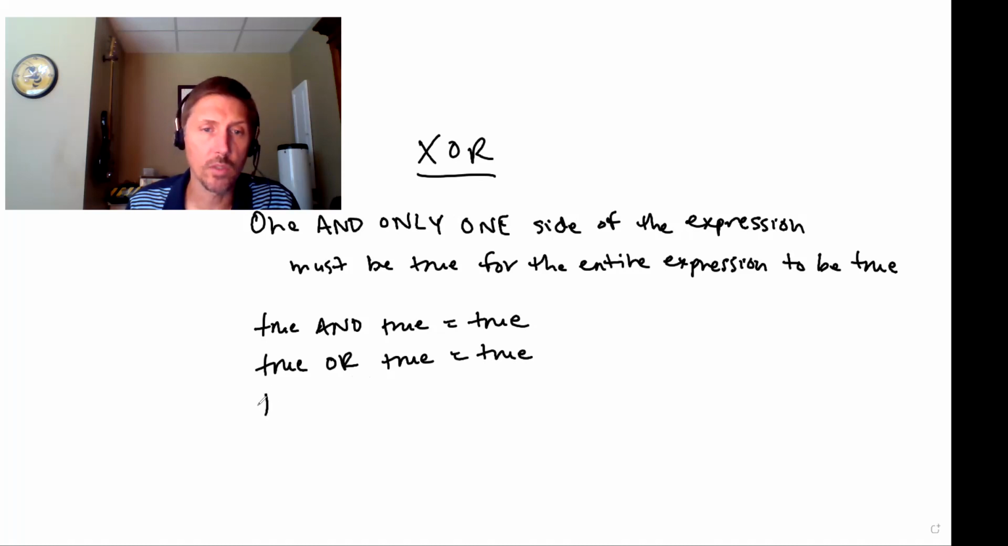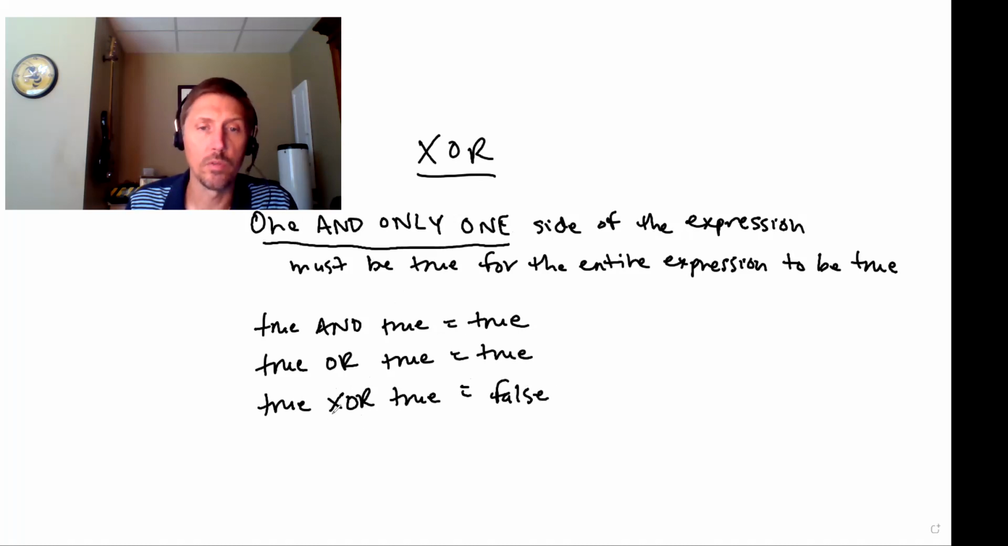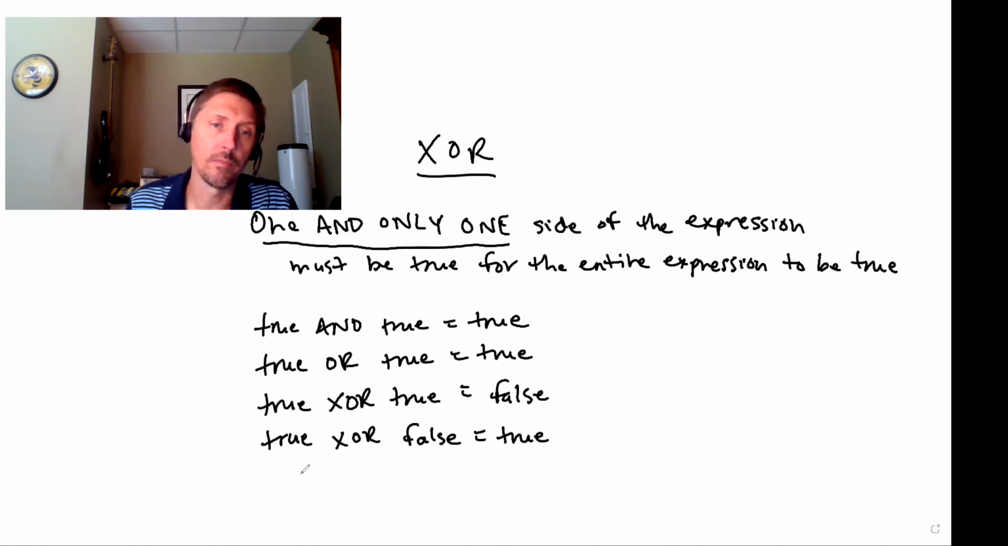But in the case of the XOR, a true XOR a true equals false, because again, one and only one of them can be true. We would have to have a true on only one side, like true XOR false. Then that would equal true, right? Or to reverse it, 0 XOR 1 would equal true.